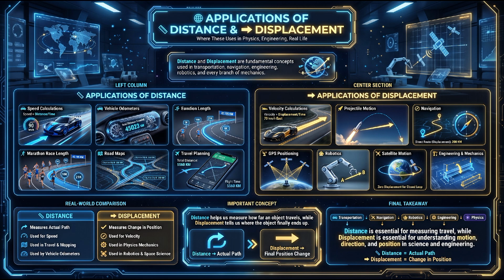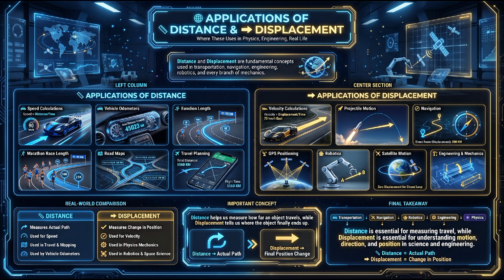Displacement, on the other hand, has a completely different purpose. Instead of measuring the entire path traveled, displacement measures the overall change in position from the starting point to the ending point. Because displacement includes direction, it is a vector quantity and plays a vital role in many branches of physics and engineering. One of the most important applications of displacement is in velocity calculations.